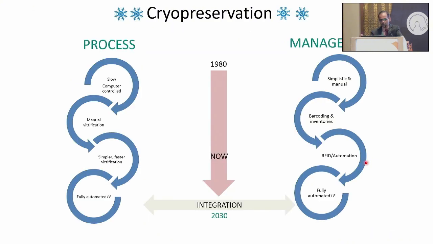One of the examples I can give here is cryopreservation. If you look way back in the 80s, we were using slow freezing with a big machine, and we used to document all this on paper, the manual documentation. And then came manual vitrification. Parallelly, we also started with barcoding and inventories. And now we have the faster way of vitrification, cryopreservation. And parallelly, we also document with RFID technology and automation.